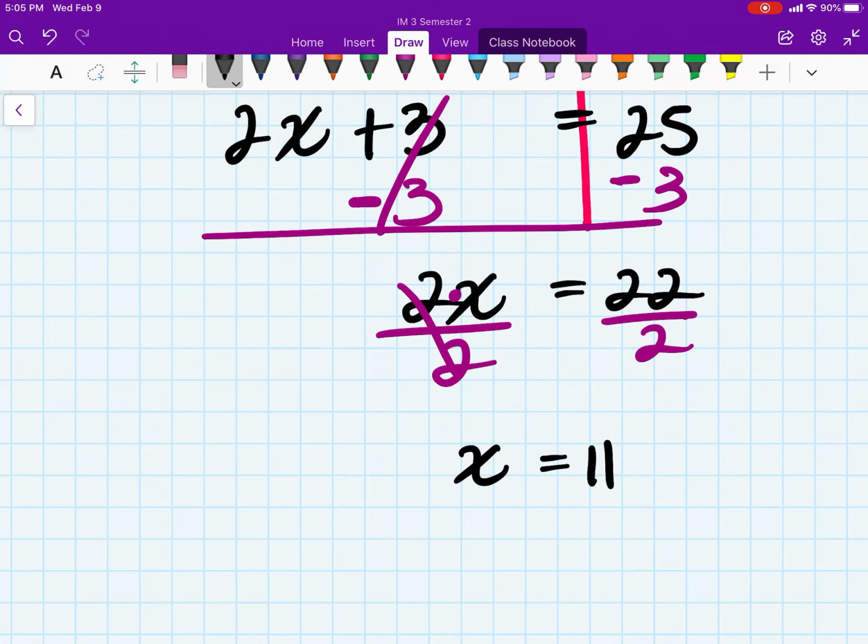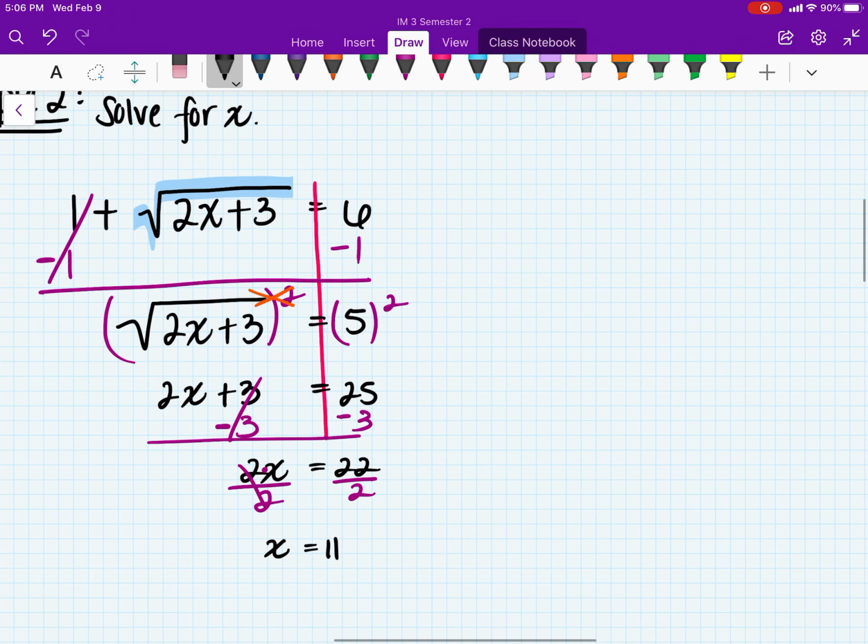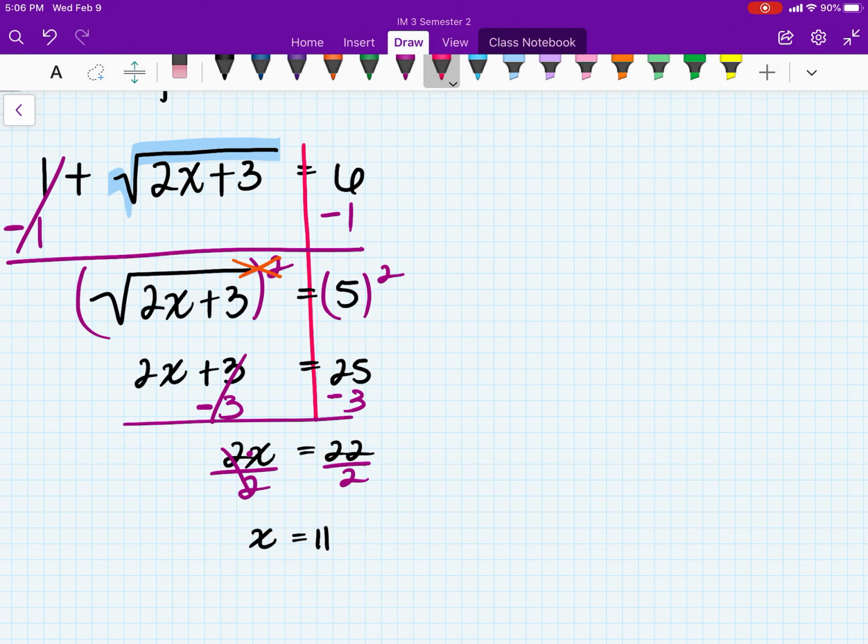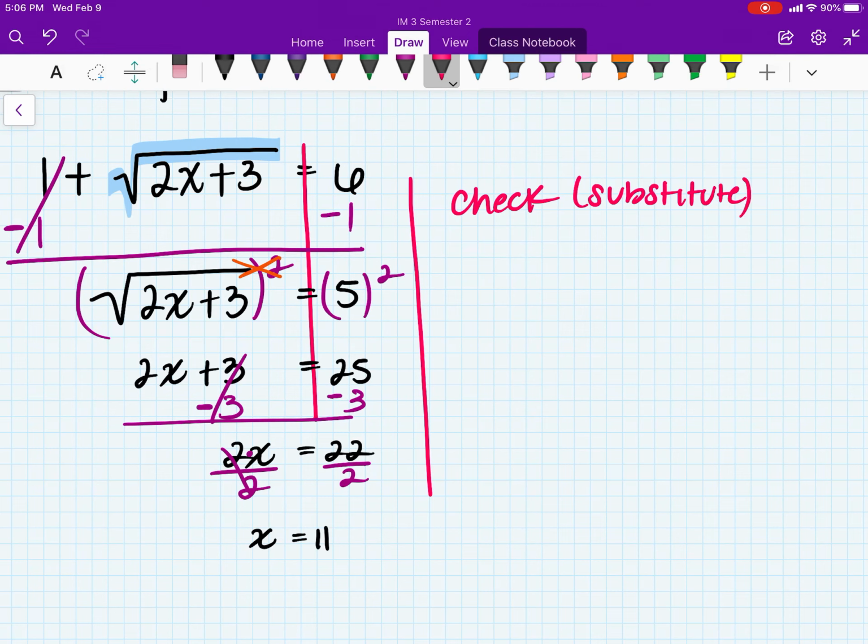Now, this 11 is a possible solution. I still need to check in the equation to see if this works. So in order for us to do a check here, I will be substituting. So for our check, we have to substitute the x value. Wherever I see an x in my original equation, I will be substituting it for 11.